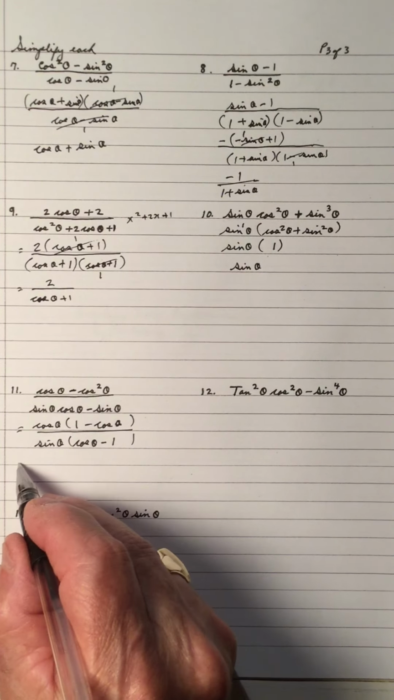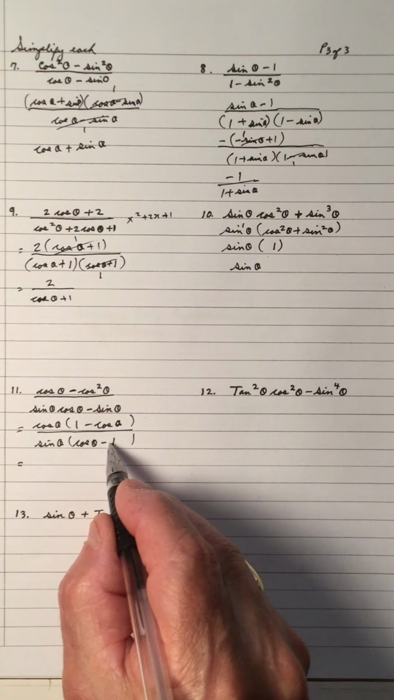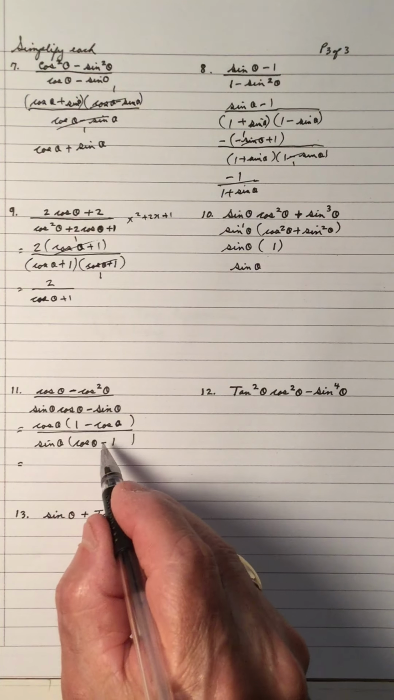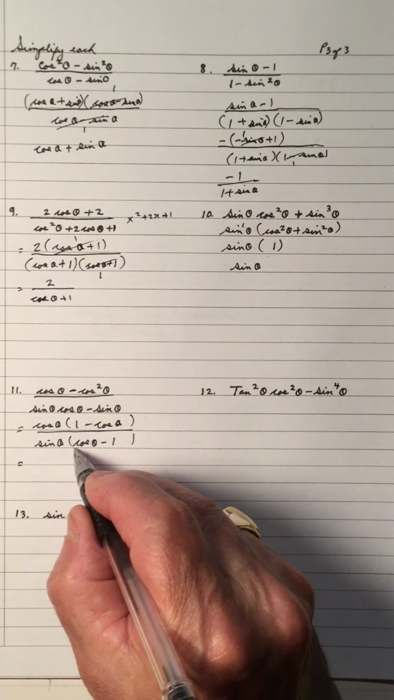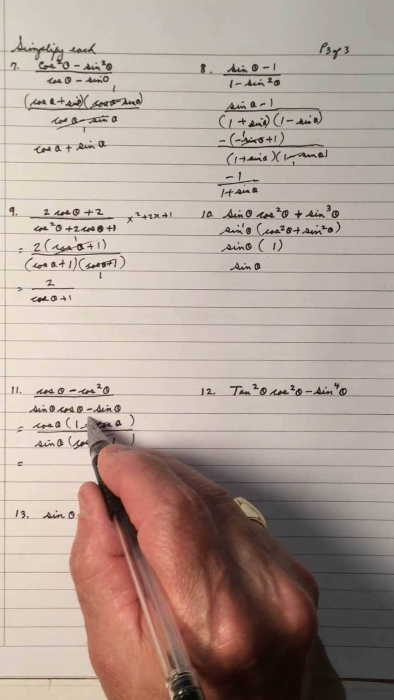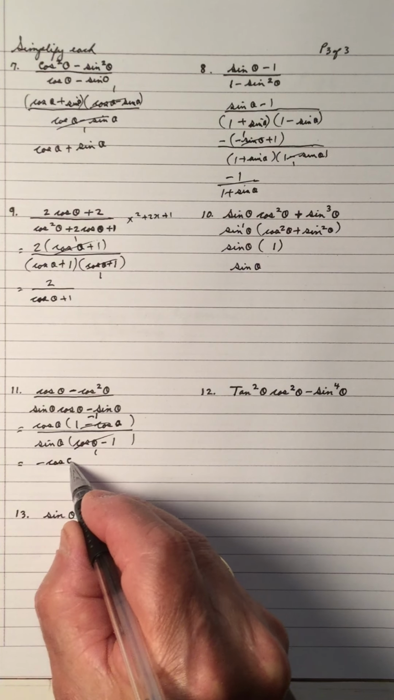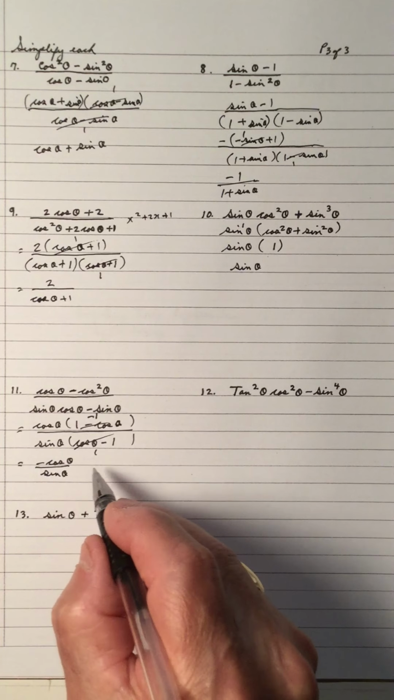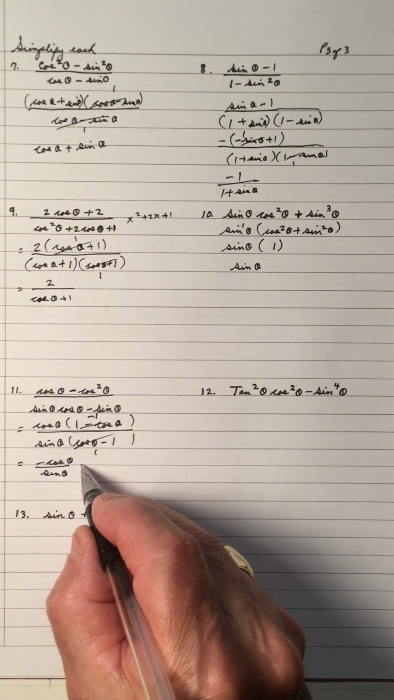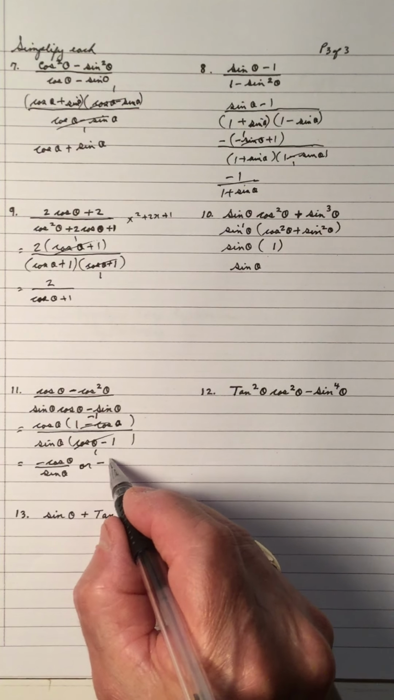And note that 1 minus cos and cos minus 1 are opposites of each other. Again, that's a positive and that's a negative. That's a negative and that's a positive. So I can cancel those out and get a negative 1 now. So that's a negative cos theta over sine. And if you wish, cos over sine is cot.